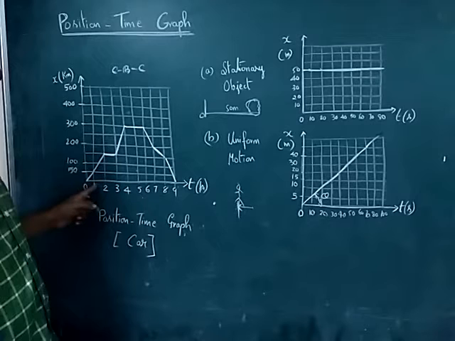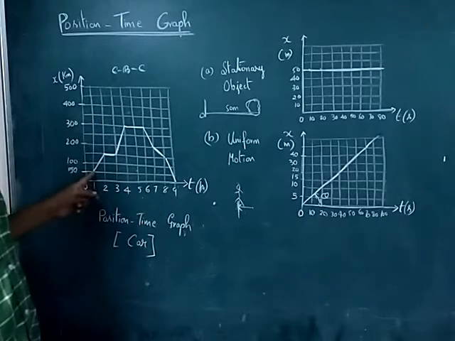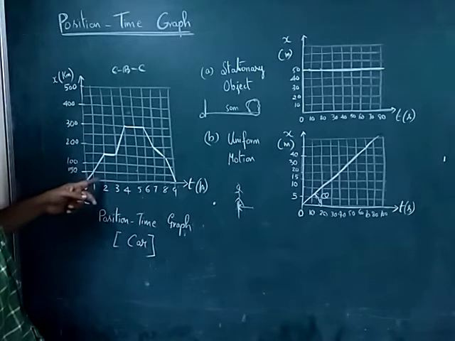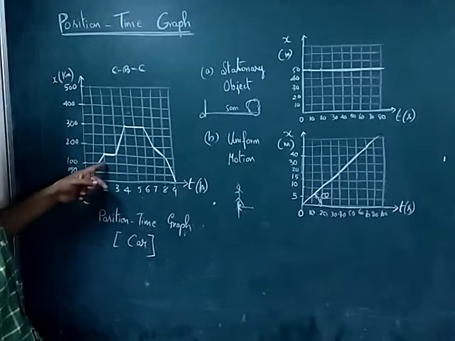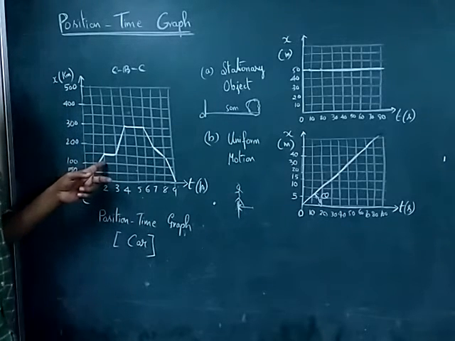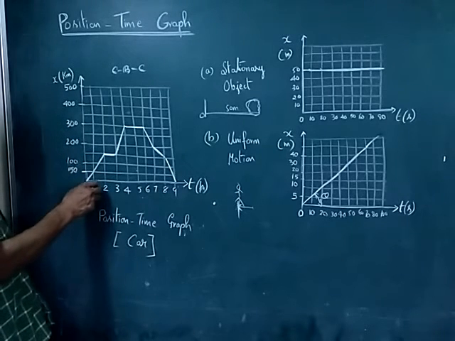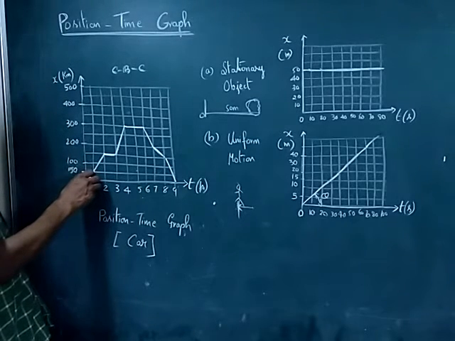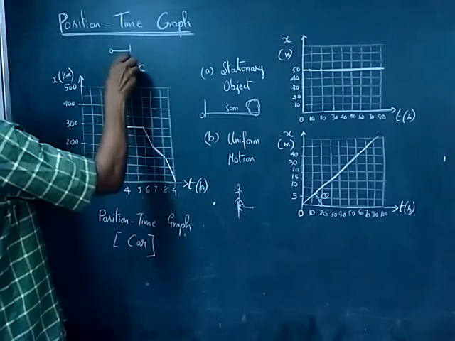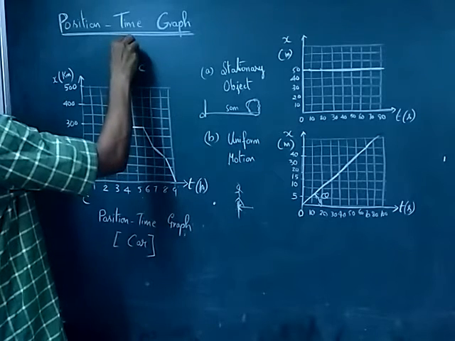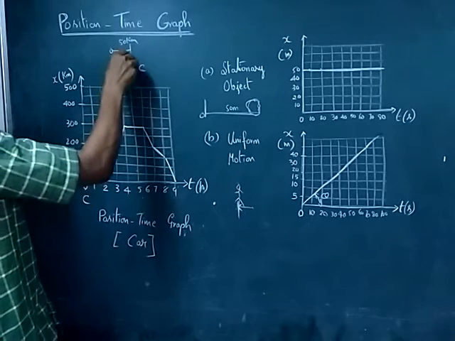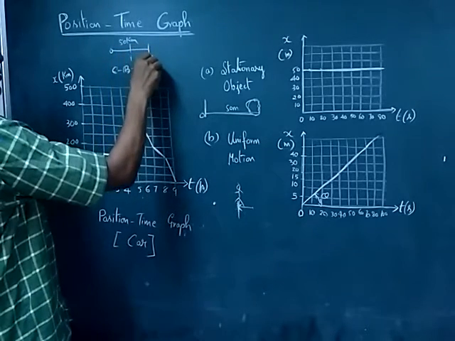At 1 p.m. he reaches 50 kilometers. That means at 2 p.m., if he maintains the same speed, he should have reached 100. So in the first 1 hour he is covering a distance of 50 kilometers. So he started, then in the first 1 hour he covers a distance of 50 kilometers. This is at 1 p.m. Then at 2 p.m.